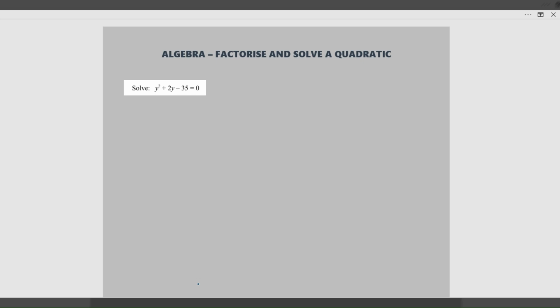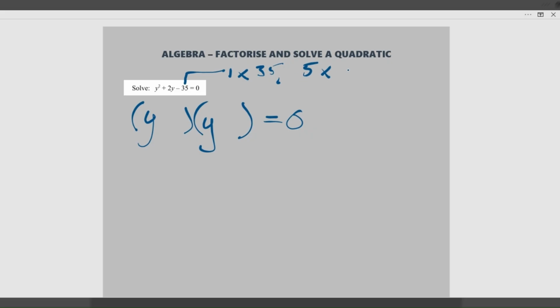In this video, we're asked to solve a quadratic by factorising. So I know this is going to start like this and be equal to 0. Right, so I'm looking for numbers that multiply together to make 35, but have a difference of 2. So it looks like this one is going to be 5 and 7.